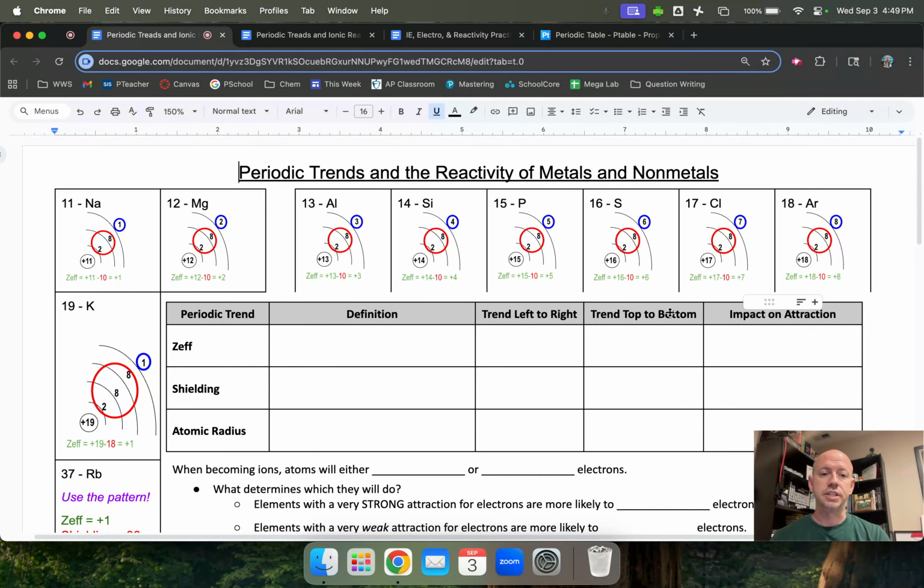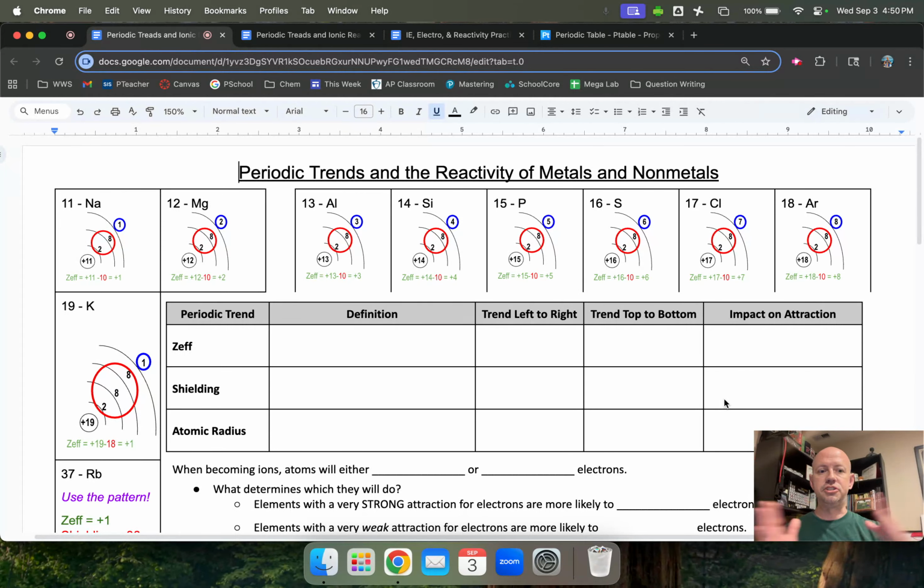Left to right, we don't see a change. Top to bottom, we do. And that would make, when we have more shielding, that means we have less attraction. There's more stuff in the way. Between that positive and that negative, we've got blocking and repulsion that's happening. So we'll click over in a minute to see all of that filled in, but that's important because those two trends together, and we need both of those things to understand how big our atom is.